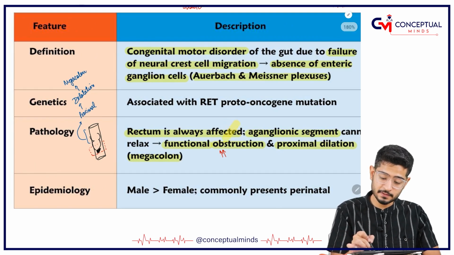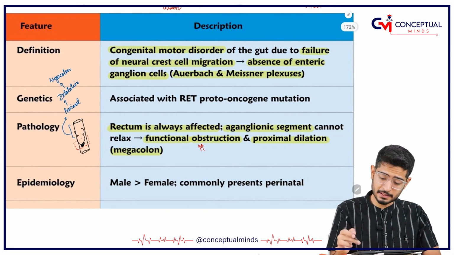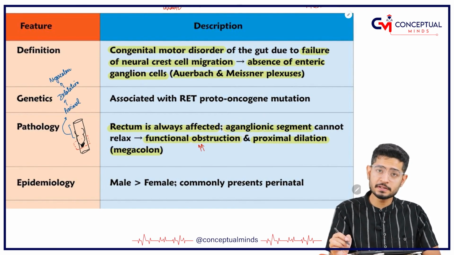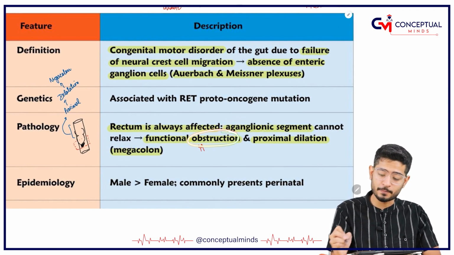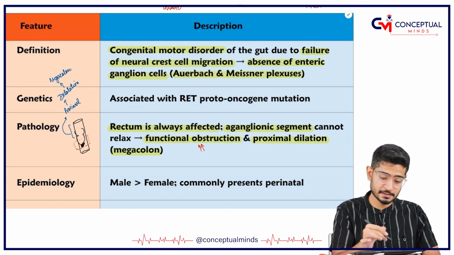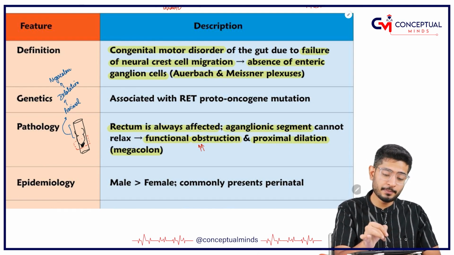So rectum is always affected, okay, and there is aganglionic segment that cannot relax, and because it cannot relax, there is functional obstruction, and of course there will be proximal dilatation that is going to happen, okay, and this is called as Hirschsprung disease.